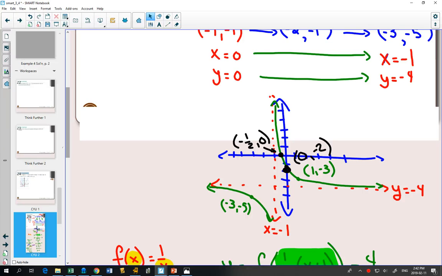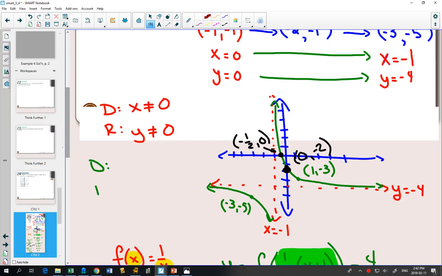Now this question said, what was the domain and range of the original graph? Well, the domain was everything except it couldn't equal 0, and there was an asymptote for the range, so everything couldn't equal 0. Once we get to this green graph, our asymptotes have moved, and so now our domain is everything except for negative 1, and our range is everything except for negative 4.